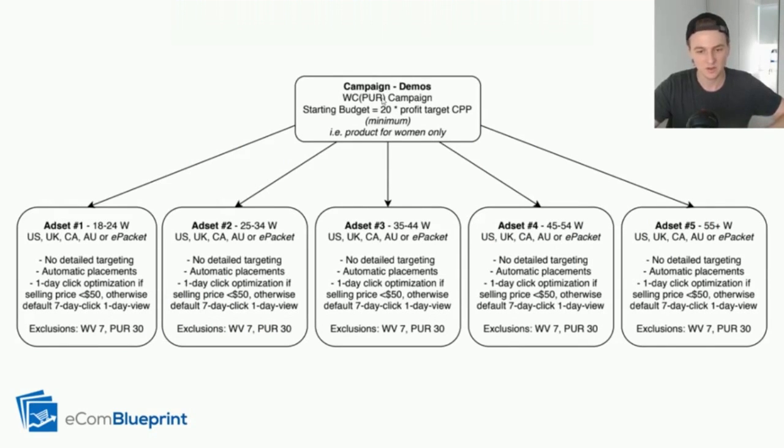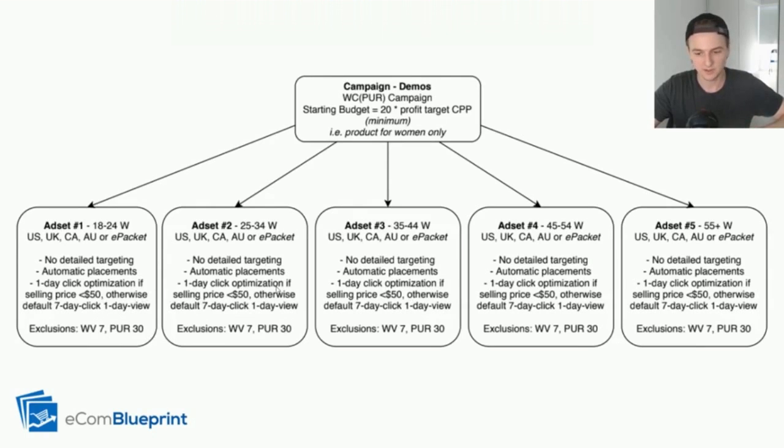So campaign demos, website conversions purchase campaign, your starting budget 20 times the profit target cost per purchase. And then ad set number 1 would just be 18 to 24 women. And then these countries: US, UK, Canada, Australia, or ePacket, no detailed targeting, right? You don't have to select any lookalikes or interests, automatic placements, and then 1-day click optimization if selling price under 50, otherwise default 7-day click 1-day view. Then you want to exclude website visitors, purchasers in the last 7 days, and website visitors in the last 7 days, purchasers in the last 30 days, because you don't want to target these people with your cold traffic campaigns.